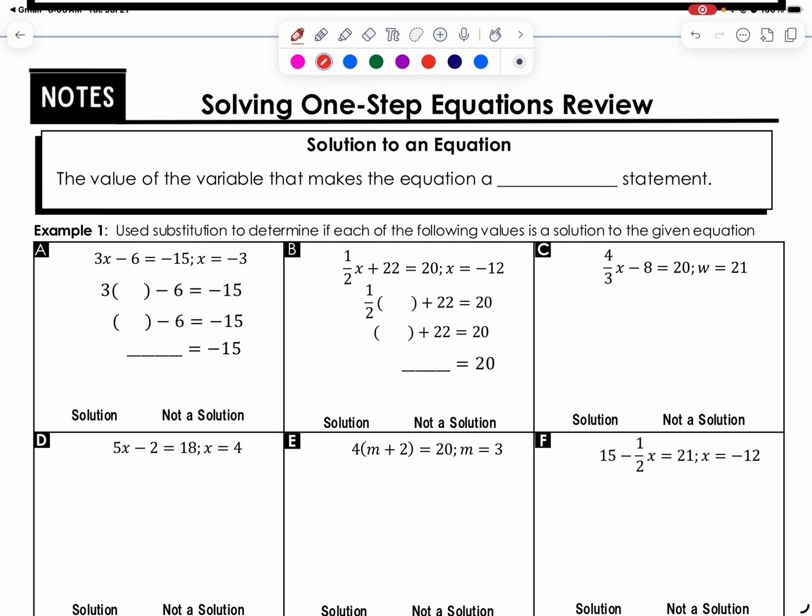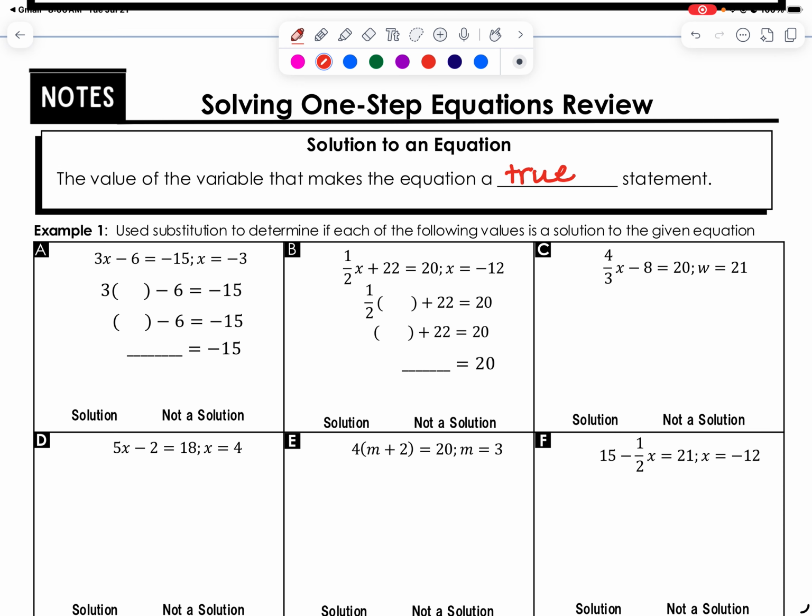In today's lesson, we will be reviewing how to solve one-step equations. Before we do, let's look at a definition. So when we're solving an equation, we're trying to find the solution. But what exactly is the solution to an equation? A solution is the value of the variable that makes the equation a true statement.